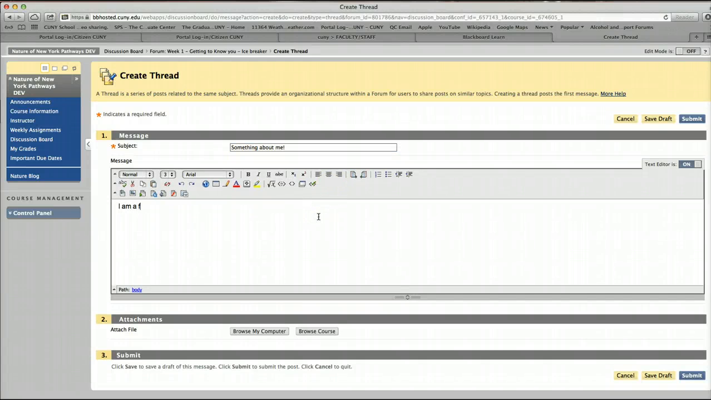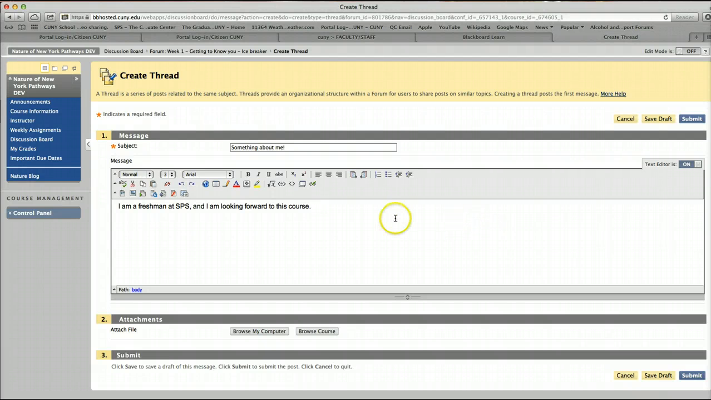I am a freshman at the School of Professional Studies, and I am looking forward to this course. And then what we want to know: what do you do for a living? Why are you taking an online course? How old are you? Where do you live? What are your interests? Stuff like that. A short bio about yourself, and it's kind of interesting.